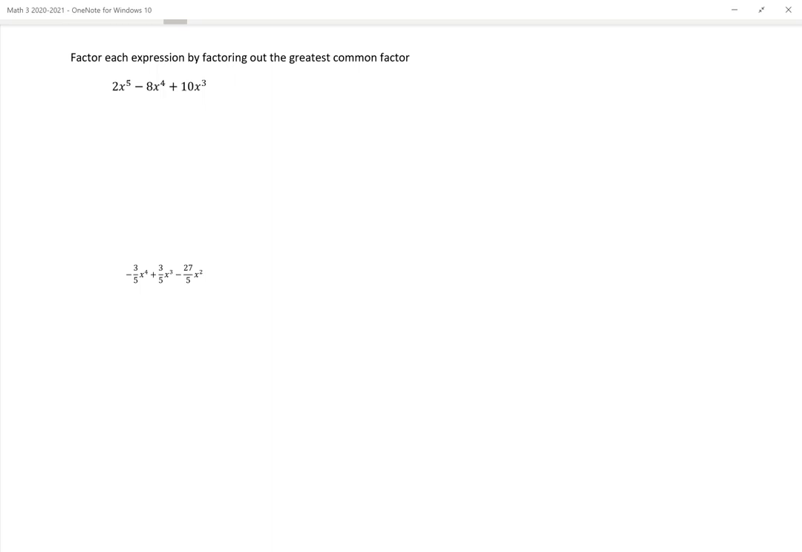Alright, so when you're looking at an expression, you're trying to identify common factors between the letters and the numbers. When you're analyzing this one, you want to look at the coefficients. I see 2, -8, and +10, and I know that all of them share a factor of 2. They are all even. So the GCF of those is 2. But it's not enough to just look at the number in front. You also have to look at the variable.